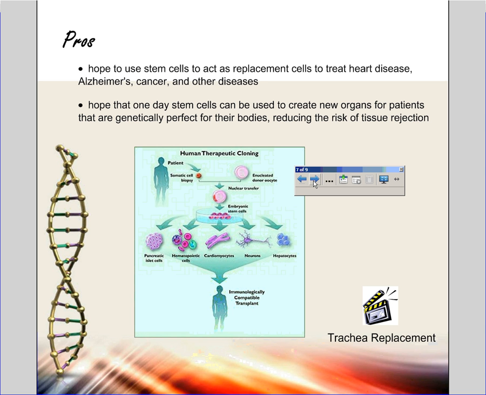The hope is also that one day they can be used to create new organs for patients that are genetically perfect for their bodies. So if they use their own stem cells in order to produce the tissues, then they should be able to withstand a transplant because it's their own tissues entering their body. They wouldn't reject them like they would someone else's.